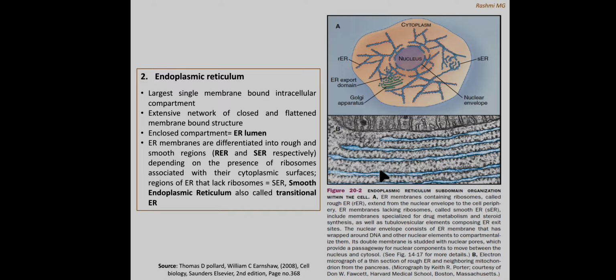ER membranes are differentiated into smooth endoplasmic reticulum and rough endoplasmic reticulum, which you can see here, depending on the presence of the ribosomes associated with their cytoplasmic surface. Regions of ER that lack ribosomes are known as smooth endoplasmic reticulum. This smooth endoplasmic reticulum helps in synthesis of lipids, and it is also called transitional endoplasmic reticulum.